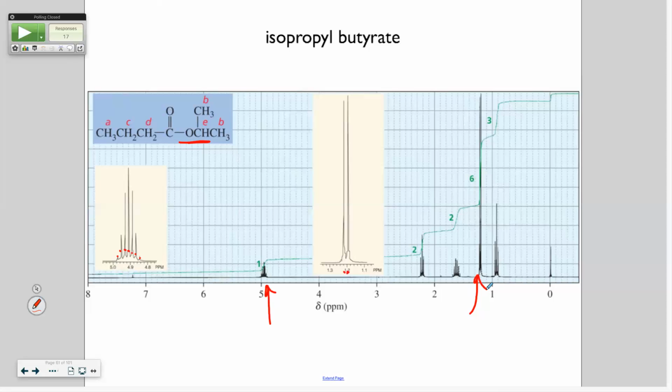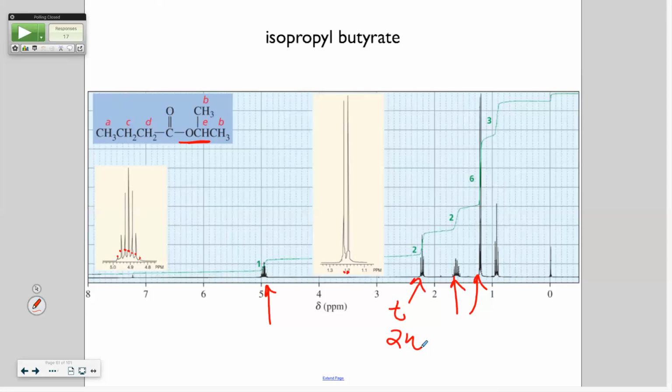Okay, which one is peak C? How many neighbors does C have? 5, so it should be a 6. Which one do you think that is? This one right here. Do you see how many peaks there are? This one is what splitting pattern? A triplet, so it has 2 neighbors.